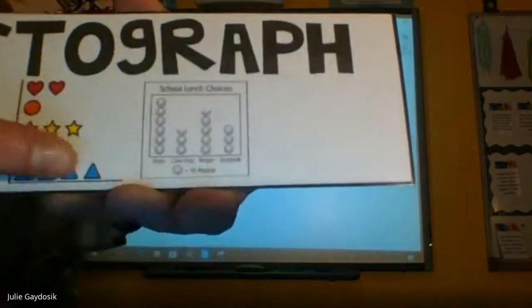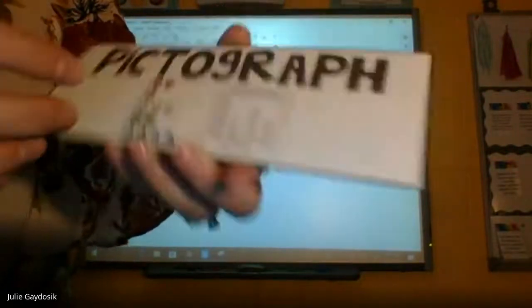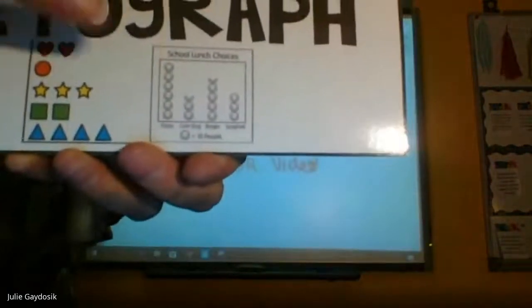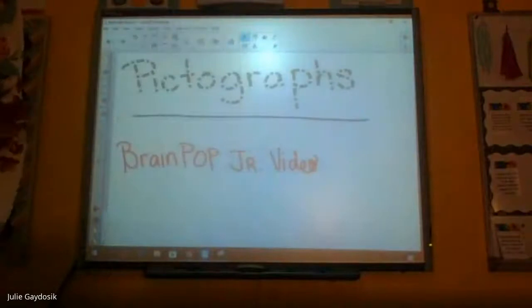And then that other one is showing the school lunch choices. So what were their favorite lunch choices? And they use smiley faces for the students. So those are 2 different types of pictographs.